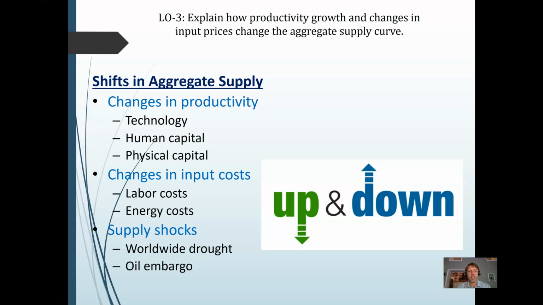Changes in input costs. So if labor costs go down, we actually will supply more because it costs us less to employ everyone. You've got to understand which things shift it right. In this case, it's labor costs decreasing, energy costs going down. So when input costs decrease, it makes it easier for us to supply goods and services if we're the maker.